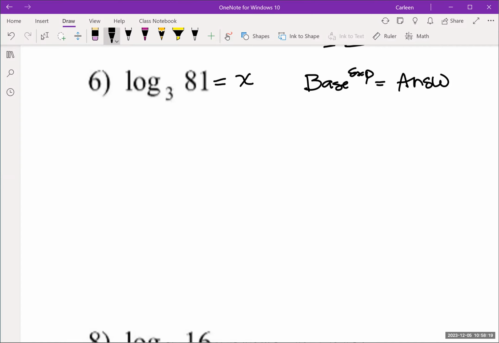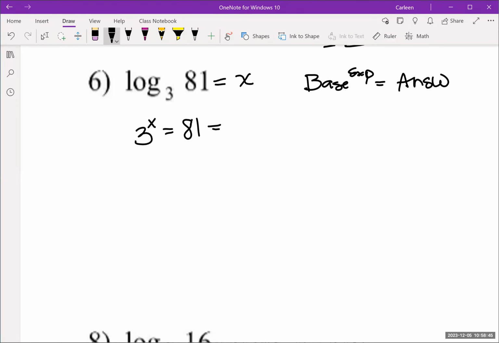Okay, so what is this rewritten in exponential form? What is the base? 3. What is the exponent? X. What is the answer? 81. Awesome.